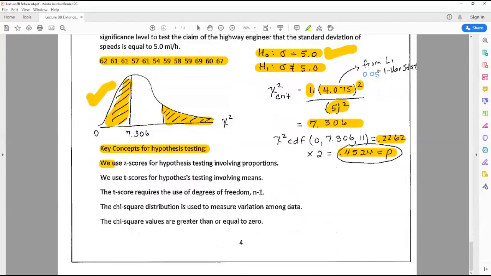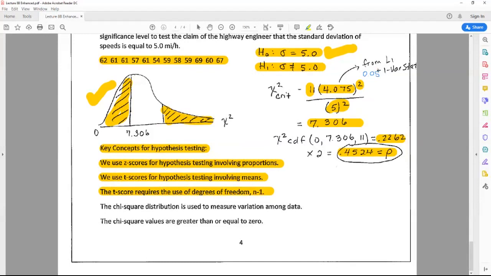Remember that we use z-scores if we are testing proportions. We use t-scores for testing means. The t-score is always going to require the use of the degrees of freedom, which is n minus 1. And we use the chi-square distribution if we are measuring variation among data. For example, we looked at the variation in heights of models, so we had to use chi-square. Also realize, again, that the chi-square distribution starts out at 0. So chi-square values are greater than or equal to 0. They are never negative. And that's a first for us.